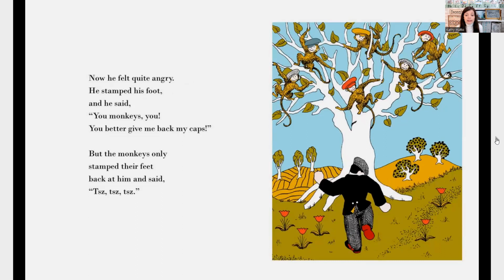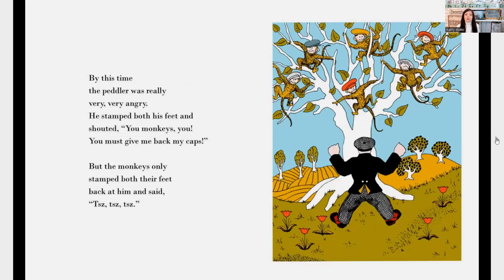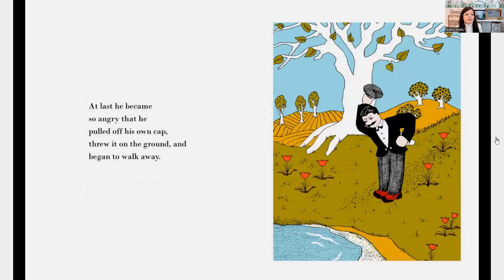Now he felt quite angry. He stamped his foot and he said, "You monkeys, you better give me back my caps." But the monkeys only stamped their feet back at him. By this time, the peddler was very, very, very angry. He stamped both his feet and shouted, "You monkeys, you must give me back my caps." But the monkeys only stamped both their feet back at him.